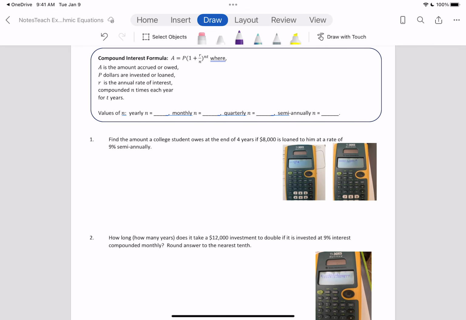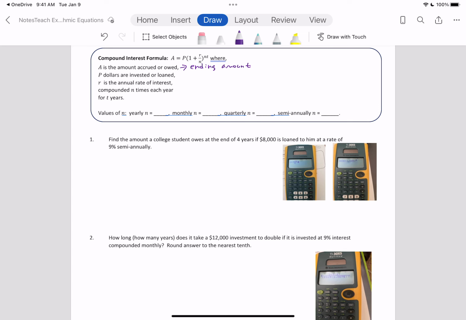So the last thing we're going to look at is a couple of applications of this stuff. And the first one is compound interest. So first we have to figure out what this stuff stands for, and we've talked about a lot of these before. The A is the amount accrued or owed, and I like to think of this as the ending amount. So if you invest money, the A is how much you end up with after it's been invested. If you borrow money, the A is how much you end up owing after you have to pay all of the interest and such.